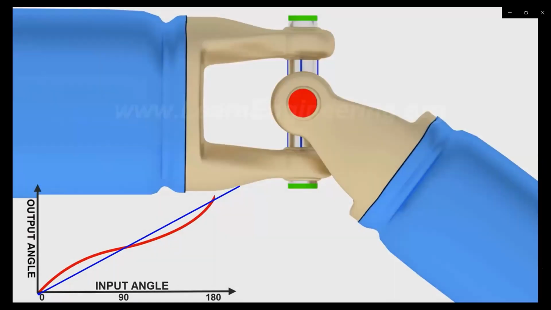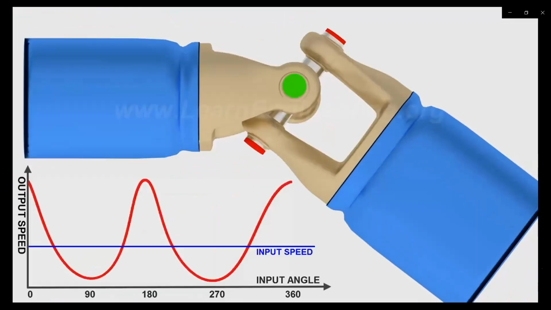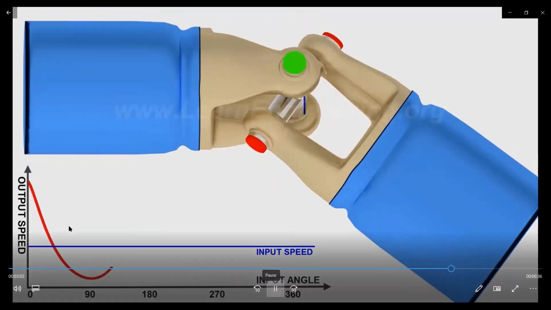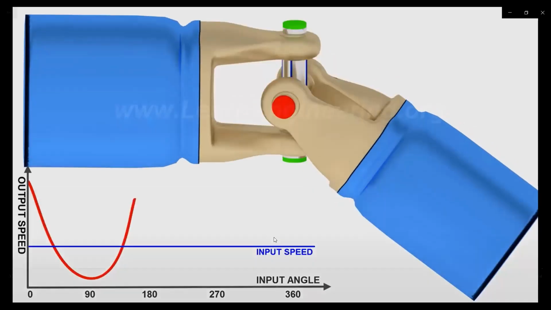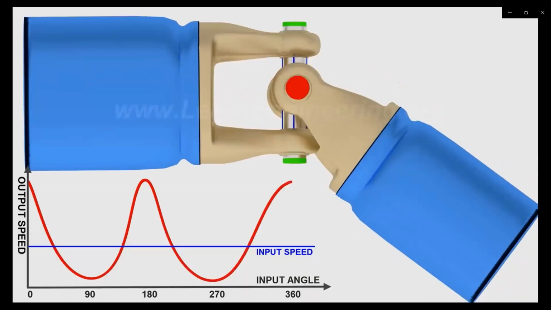Just by taking a simple time differential of this displacement graph, we can find out the speed of the output shaft. It is clear that the output shaft has a fluctuating speed as shown. Input speed is constant, but output shaft speed is fluctuating like this because of this spin getting added to or subtracted from the input speed. This means the universal joint is not a constant velocity joint. This jerky rotation makes the universal joint useless in its original form.